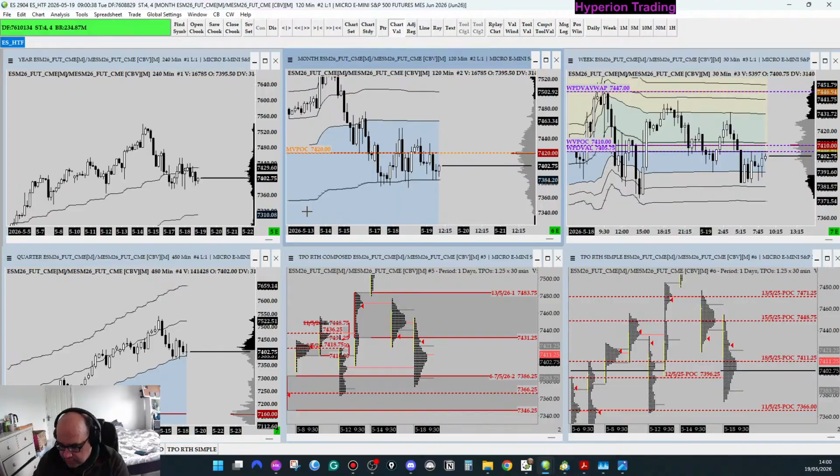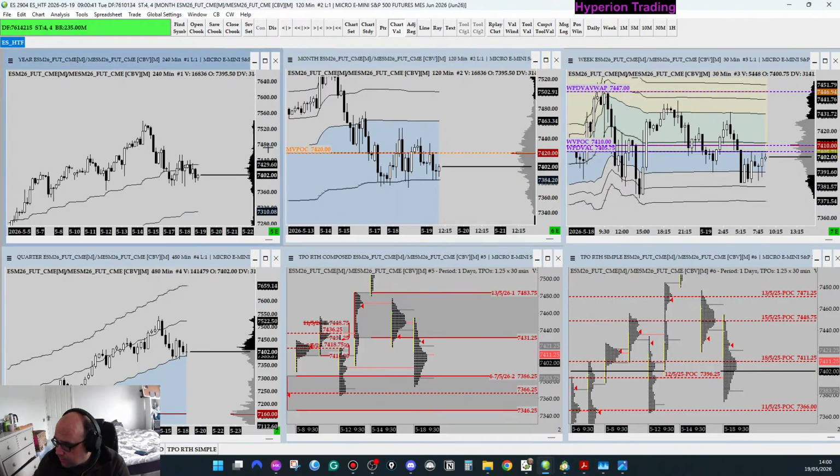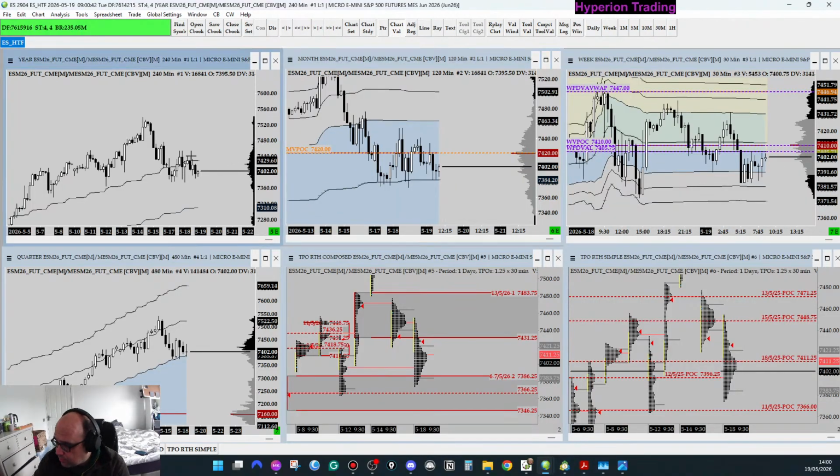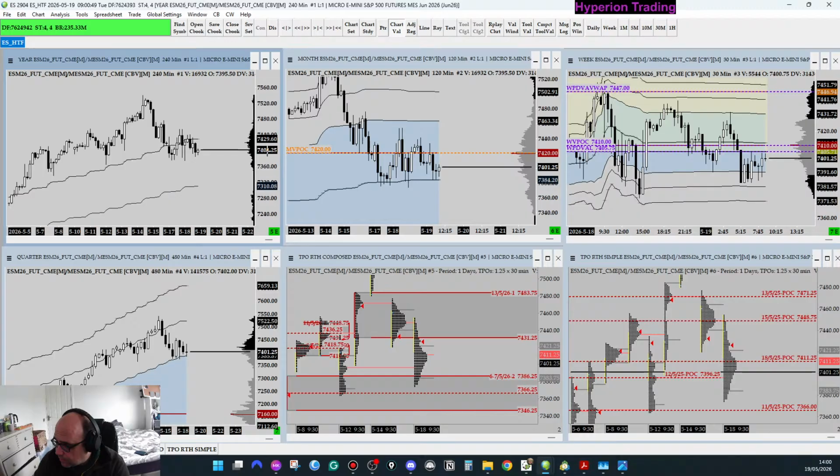So we see the situation how it is today. We see on the yearly that price has broken below the yearly +2, the extremes, and it's trying to head lower into the 1.5. That means that buyers are in a weakness and they try to push lower.